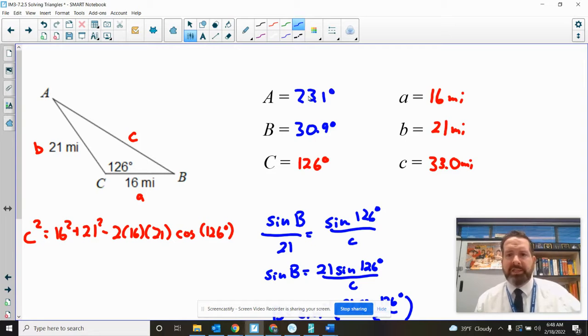Quick check. Is the small angle across from the small side? Yes. Middle angle across from the middle side? Yes. Large angle across from the large side? Yes. Okay, that's an indication we've probably done things okay. All right, if you're feeling good, go ahead and delve into the practice.